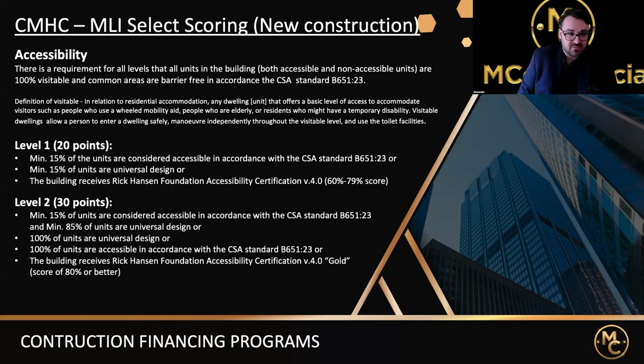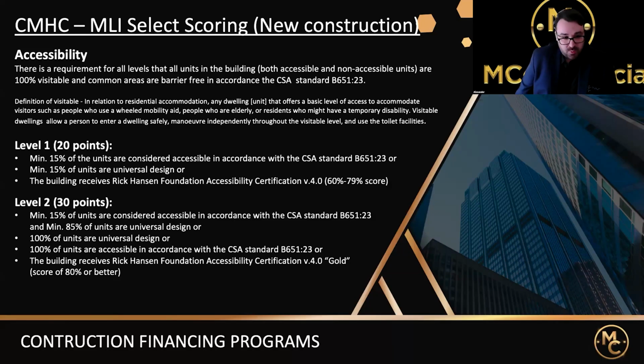So for accessibility, there's a general requirement, which is if you choose accessibility, the entire building and all units have to be 100% visitable, and the common areas have to be barrier-free in accordance with the CSA standards. What does visitable mean? It's units that allow for a person to enter safely, maneuver throughout the unit, and to use the toilet facilities. So even though they're not accessible, they still need to allow anybody that might have difficulties, such as people in a wheelchair or that are temporarily injured, to be able to go through any unit.